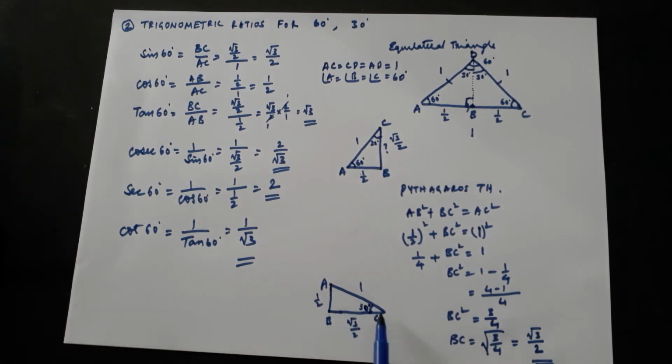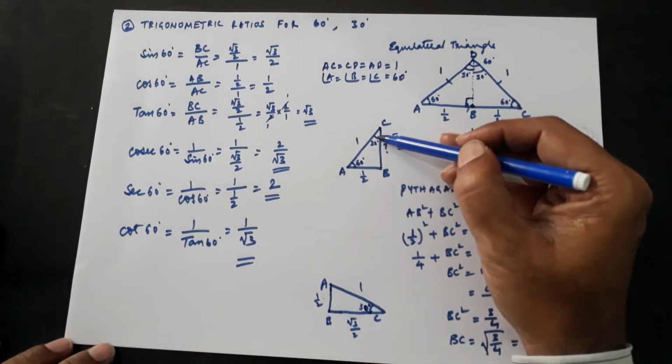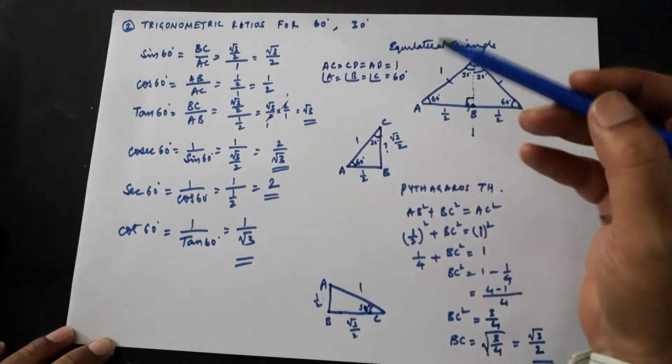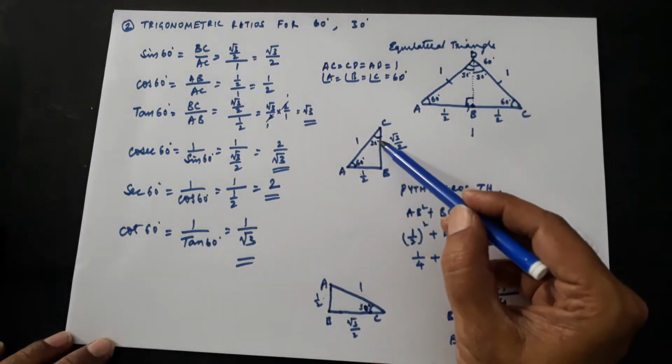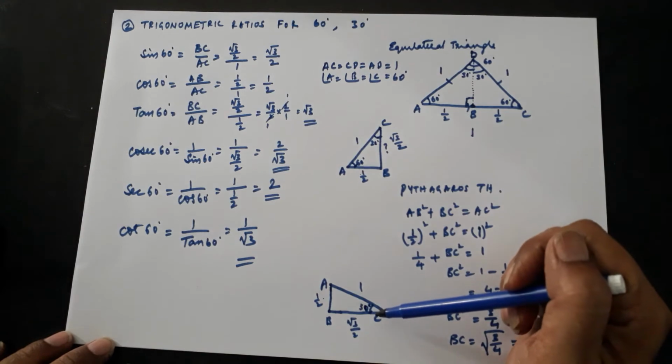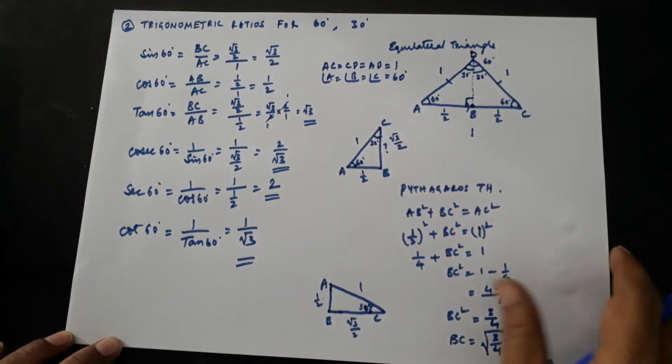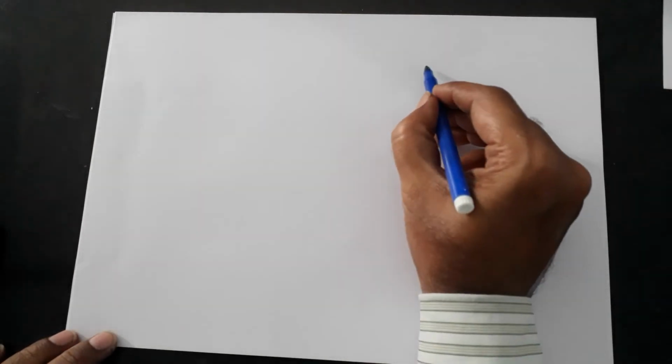We take this triangle, and we can get sin 30 as opposite by hypotenuse. Okay. We have 60 here, 30 here. Using this 60, we got the trigonometrical ratios for 60. Using this 30 angle, we will get the trigonometrical ratios for 30 degrees. Okay. I will draw this again here.